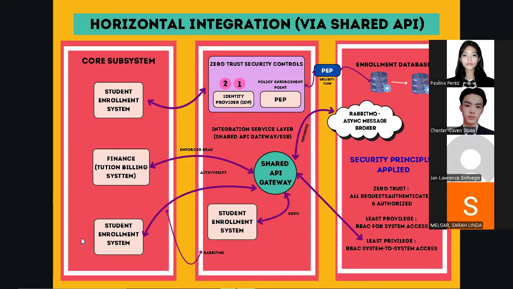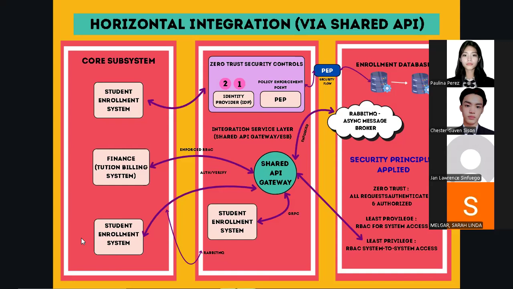The shared API gateway also makes sure that different systems can talk in a common language. It supports methods like REST APIs and gRPC. This means that whether it is the finance system, the enrollment system, or even a subsystem in the future, they can communicate smoothly through this gateway. Another important part of the integration layer is RabbitMQ, which is an asynchronous message broker. Instead of sending directly and expecting an instant reply, RabbitMQ allows a system to send a message into a queue and the other system can pick it up later when it's ready.